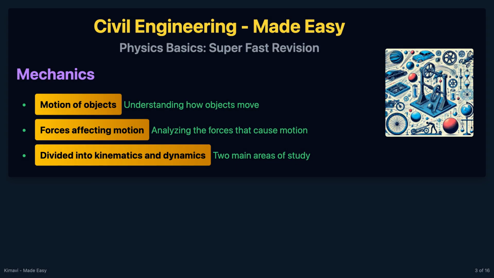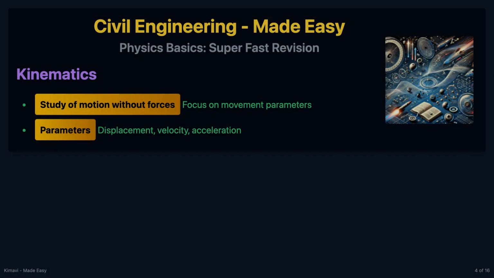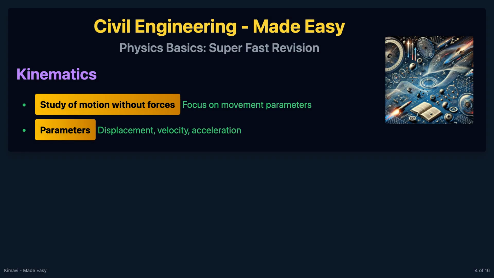Mechanics is the branch of physics that deals with the motion of objects and the forces that affect that motion. It is divided into two main areas: kinematics and dynamics. Kinematics is the study of motion without considering the forces that cause it. It involves parameters such as displacement, velocity, and acceleration.